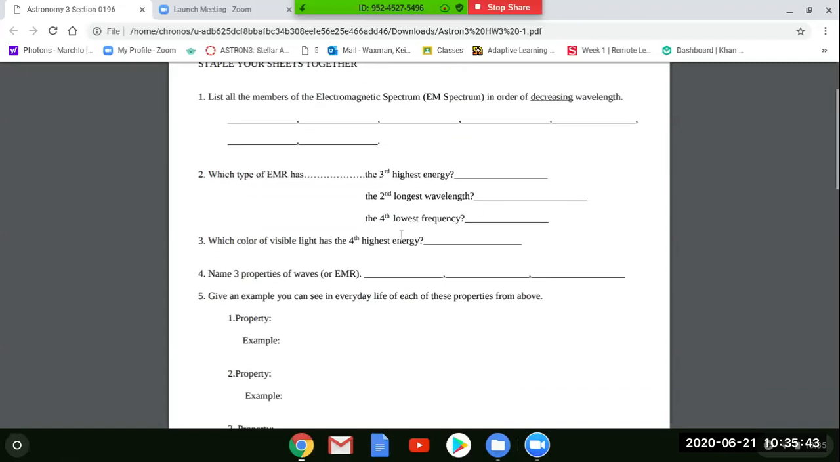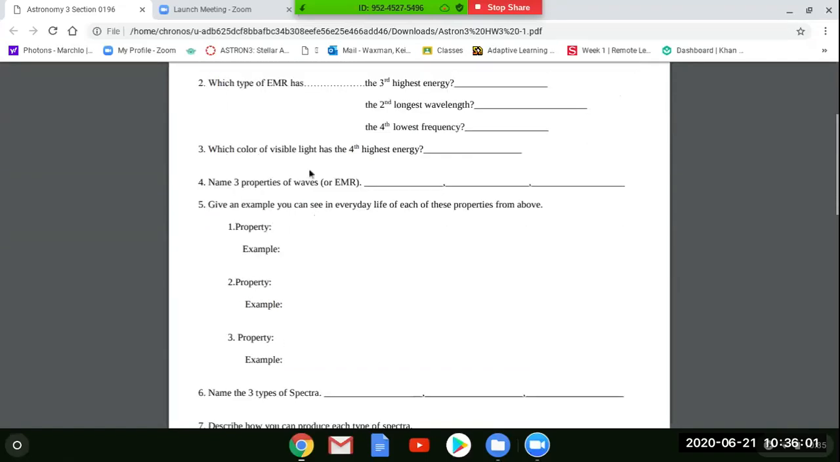Which color of visible light, remember ROY G. BIV, has the fourth highest energy? So you just got to look. Which one has the lowest energy? Which one has the highest? Then count from there. Whatever has the highest, go 3 over from that. That would be the fourth highest energy for visible light, the colors.